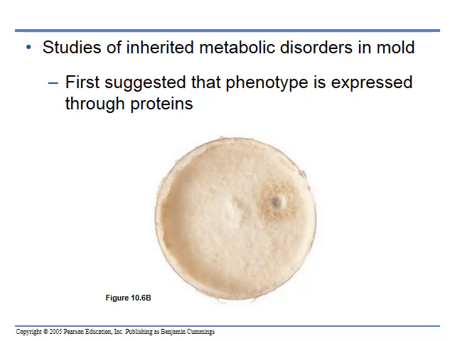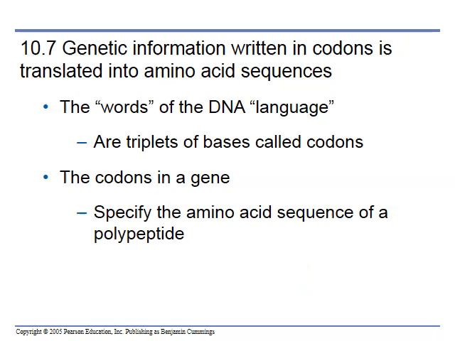There was a bread mold that couldn't grow on a specific substance. It was missing an enzyme, and they were able to show that it was missing one gene. That really proved to them that one gene controlled one enzyme. The one gene to one protein concept came from a bread mold.